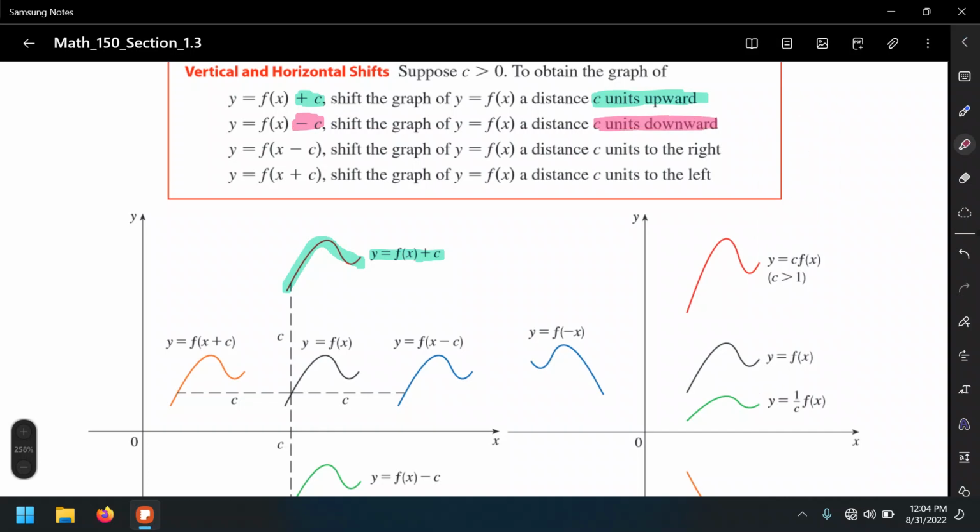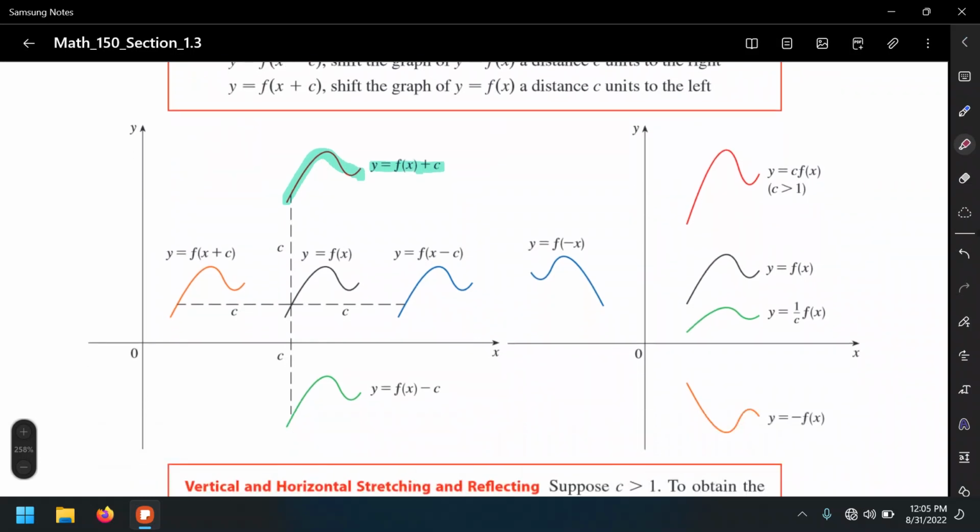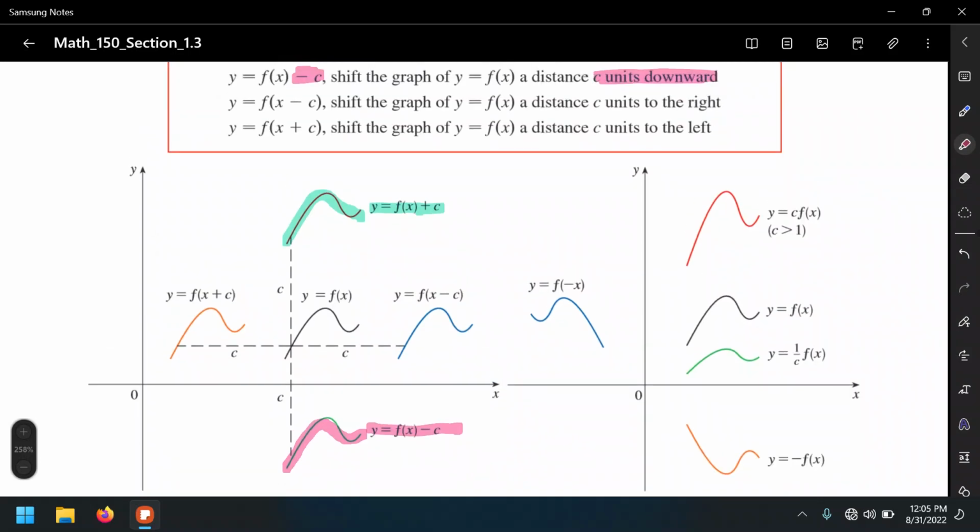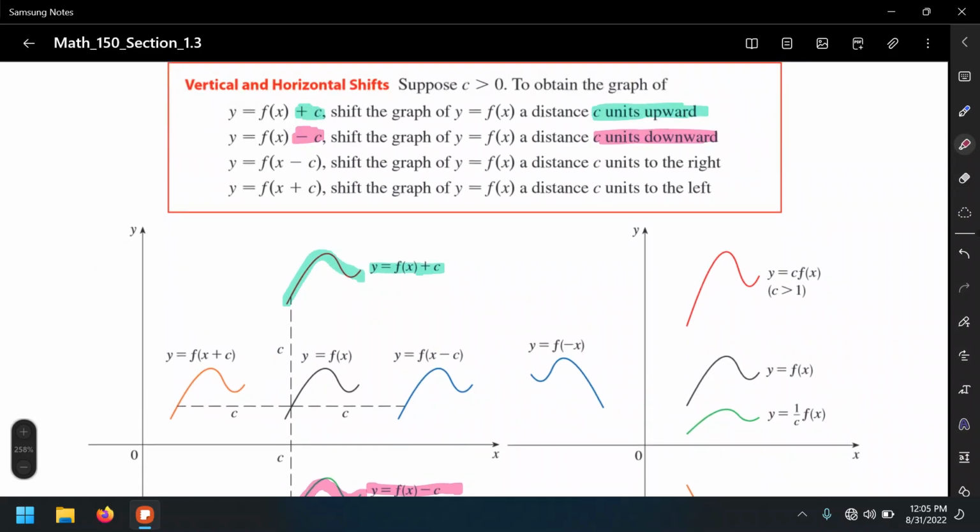The second piece of information here is, well, what if instead we subtract? That means this function gets shifted down c units. If, for example, that value of c is 3, well, we shift the graph of the function 3 units down. If it's plus 3, it's 3 units up. All right, now the thing here is vertical shifts go with the correct sign. Positive is up and negative is down.